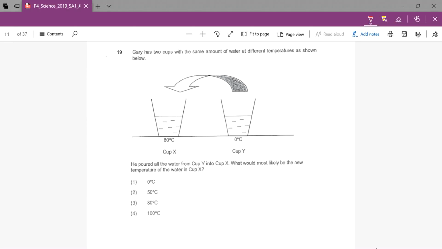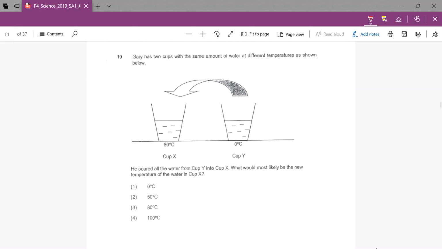Gary has 2 cups with the same amount of water at different temperatures as shown below. He poured all the water from cup Y to cup X. What would most likely be the new temperature of water in cup X? Okay, you have something cold and something hot. You definitely won't get an even hotter temperature that option 4 suggests. Option 4 is 100. Okay, so answer is option 2, which is 50, in between.